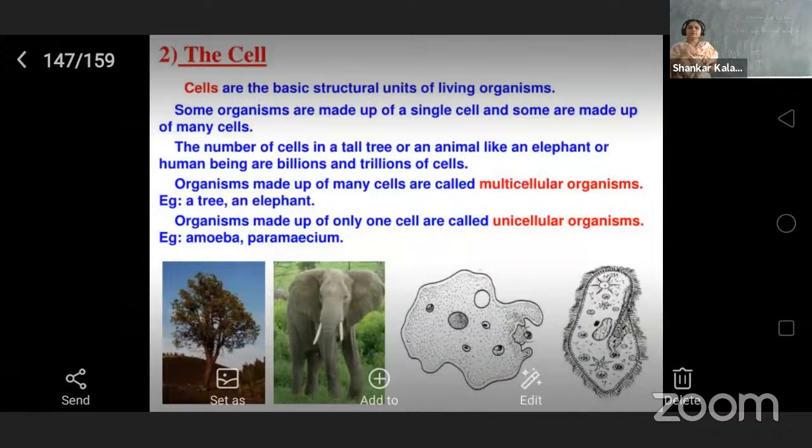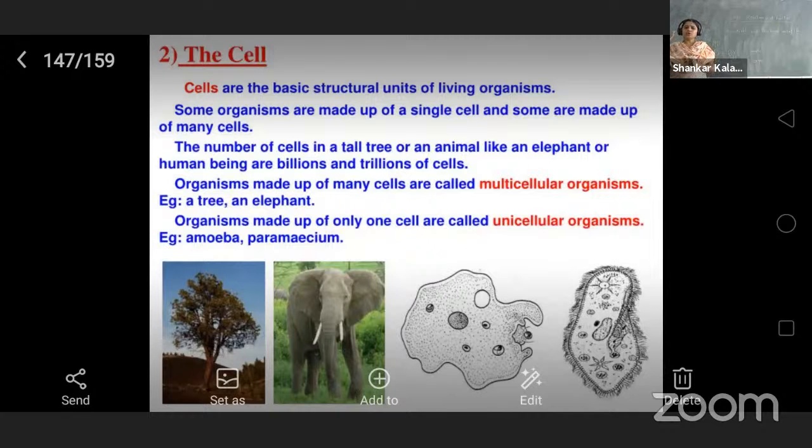Here, the number of cells in a tall tree, or in animals like an elephant or human beings, is billions and trillions of cells. We use that billions and trillions. You know that 1 billion and 1 trillion means how much? They will be having that much of cells in their body, students.